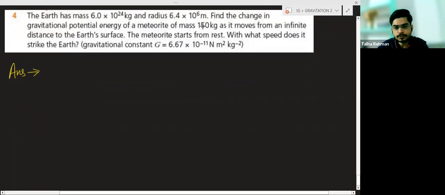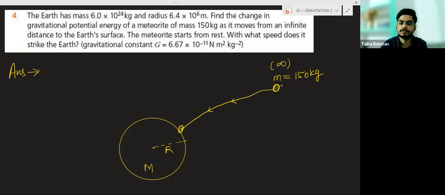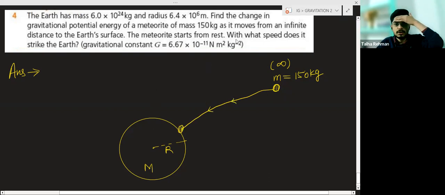When you are solving, always try to make the diagram. So basically this is the earth, R is the radius of the earth, and M is the mass of the earth. Somewhere here is the meteorite, and this meteorite has a mass of 150 kg and is moving from infinity. So this meteorite is at infinity, and it is moving from infinity to the earth surface.